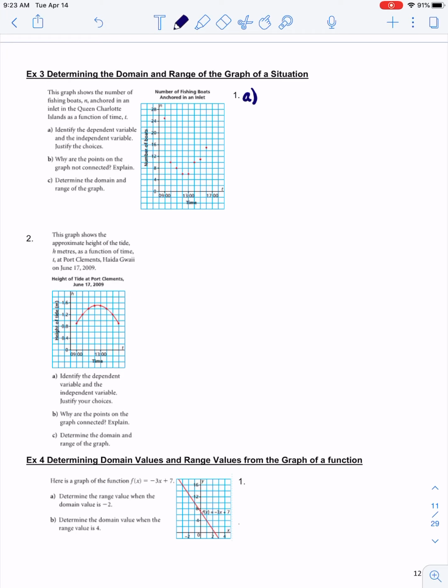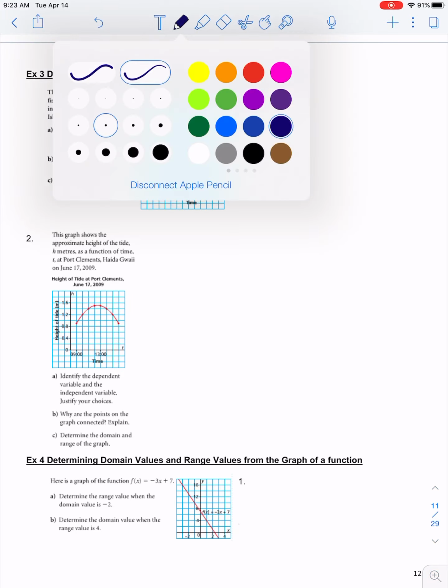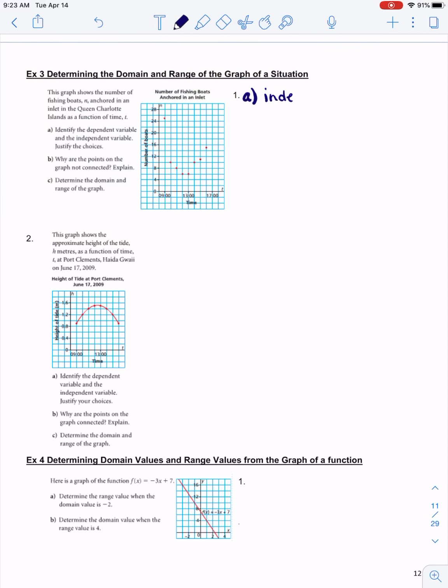So for A, we have our independent variable, which is always along the x-axis. There are two different ways that we know what it is in this case. It's always along the x-axis, first of all. Second of all, it's always time. If you're ever working with time, it's always going to be the independent variable because everything else depends on time. Time doesn't stop, doesn't depend on anything else, it just keeps going and going. So the dependent variable then is the number of boats. The number of boats depends on what time it is.